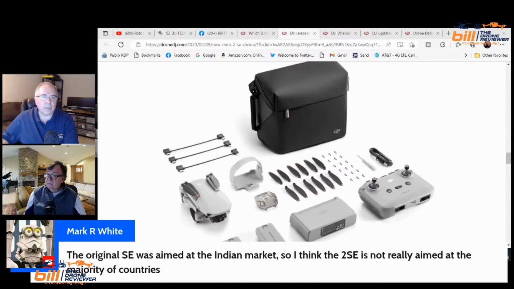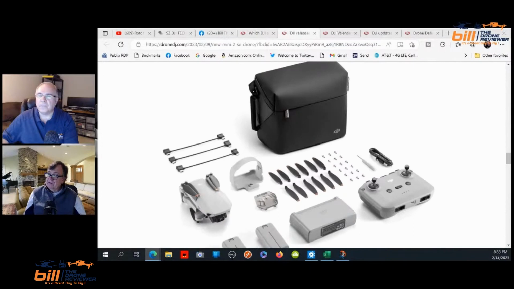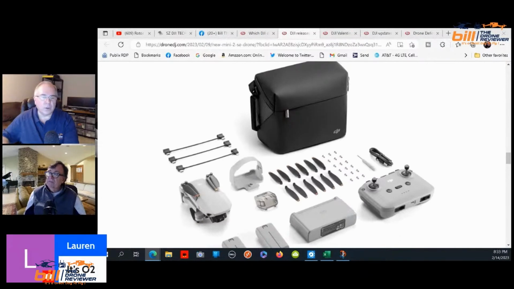A good quote from Mark: the original SE was aimed at the Indian market, so I think the 2 SE is not really aimed at the majority of countries. Yeah, the Asia Pacific type of markets, I think, is the intended target for this drone. But that was also the intended market for the original SE, so that's nothing new. And Lauren puts it's OcuSync 2. Thank you, Lauren.